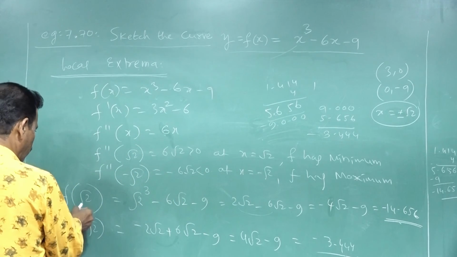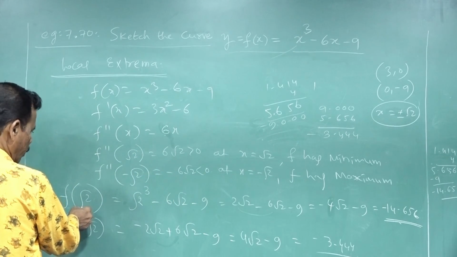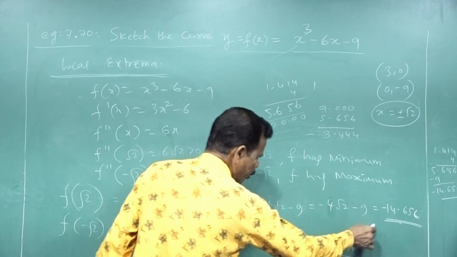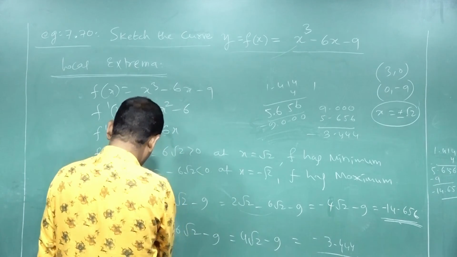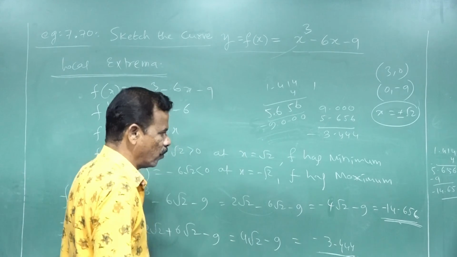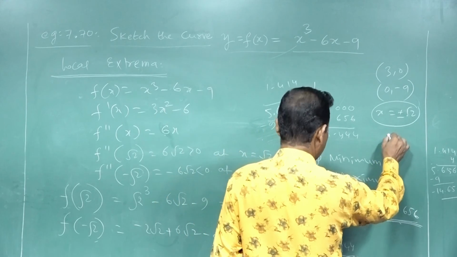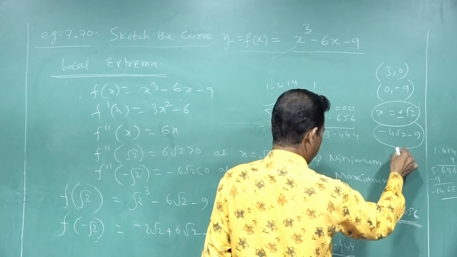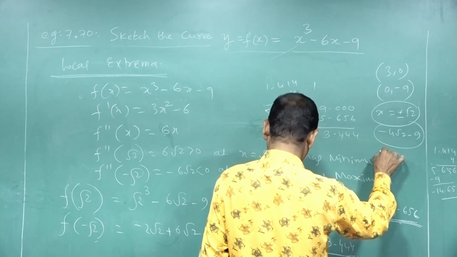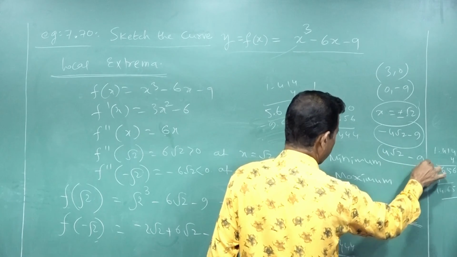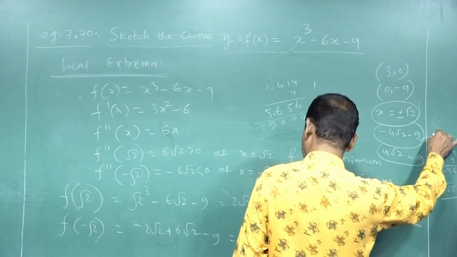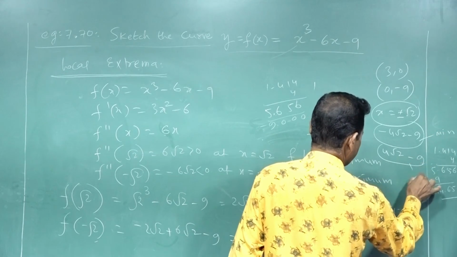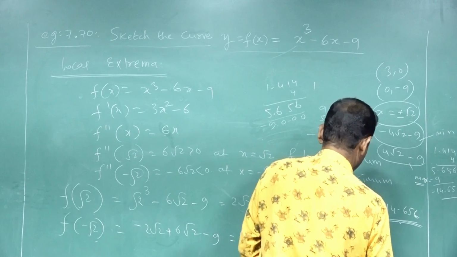So the local minimum value is minus 14.656. The local maximum value is minus 3.44. Okay. So this one is minus 4 root 2 minus 9, and the other value is 4 root 2 minus 9. So here minimum, here maximum. Okay.